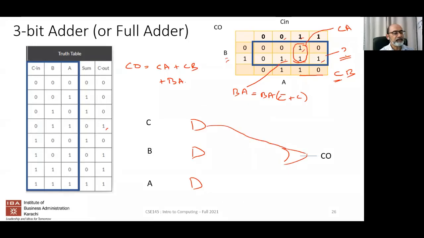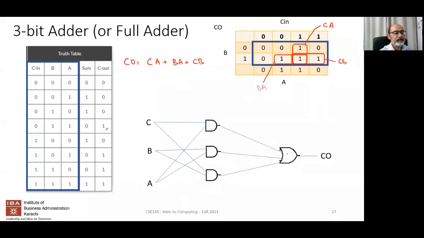So let's try to simplify that. It'll look something like this. The first term will correspond to a C and an A. The second term will be a C and a B. And the third term will be an A and a B. Each one of the AND gates has 2 inputs, and the output OR gate has 3 inputs. Hopefully it's clear how we got this. In this case, we've used the Karnaugh map to actually simplify the expression.